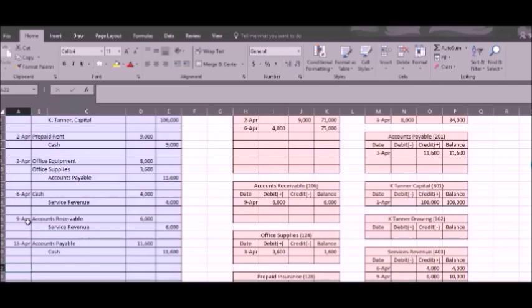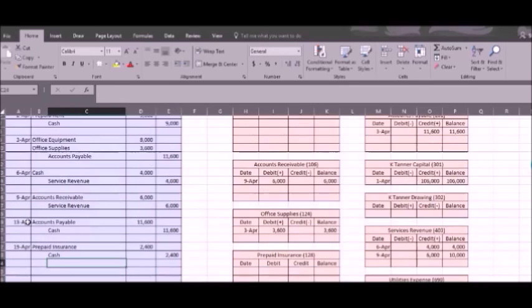Now on the 19th, we paid $2,400 cash for a premium on a 12-month insurance policy. Tells us to debit prepaid insurance. We debit prepaid insurance because insurance is an asset to us, right? It's something that we own until we use it up. So we're going to book that as an asset. How much did we pay for our insurance? $2,400. Oh, we paid it with cash, and we credit cash to make it go down $2,400, right?